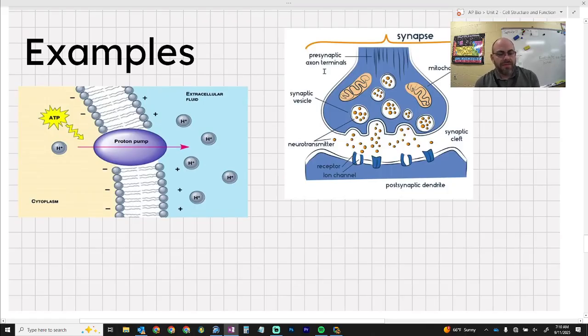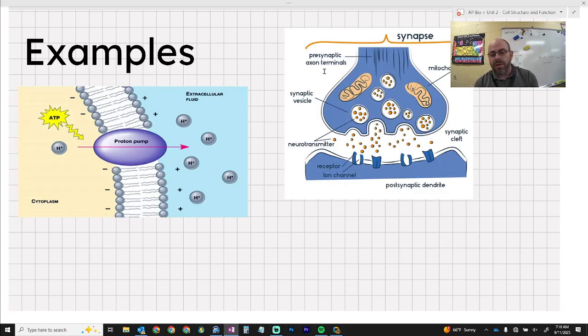A couple of examples of this. On the left here, you have a proton pump. Anytime you see the word pump, it's like your bicycle pump. It requires energy. This is a proton pump, so guess what it pumps? It pumps protons. We're going to talk about proton pumps in Unit 3. You see them a lot, but it requires the input of energy.